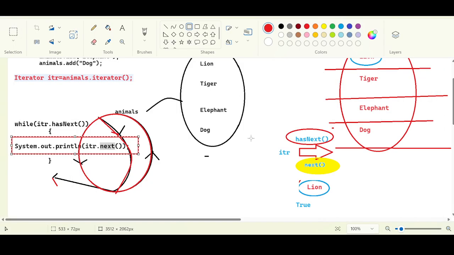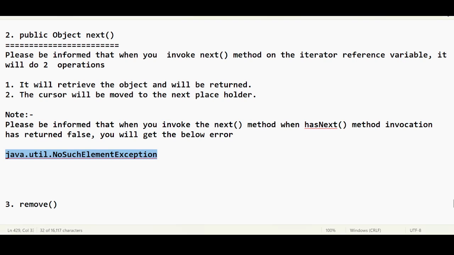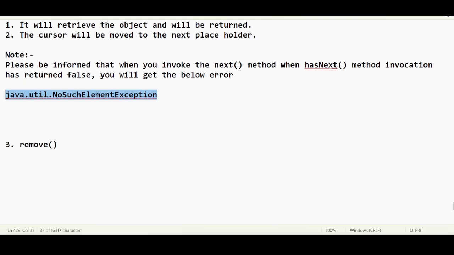Now the last method on top of the iterator. The remove method is there. So this is one of the important methods. The manipulation part, we are getting into the manipulation part. So how are we going to do the manipulation with the remove method?